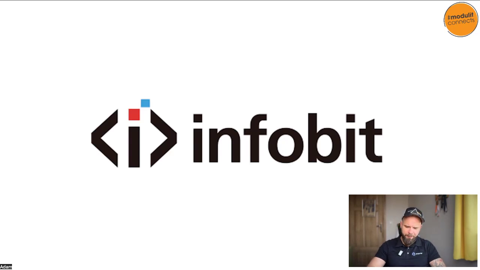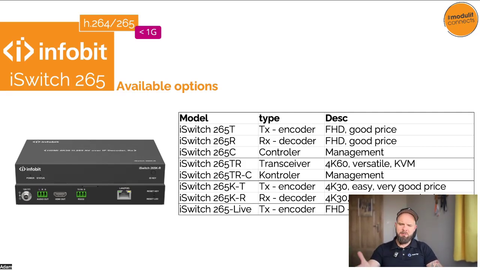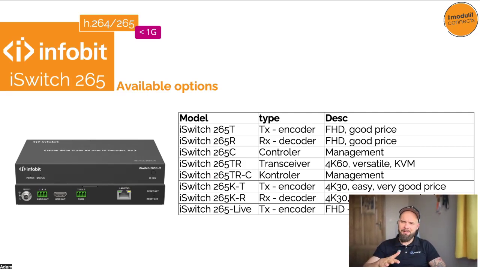Okay, let's move to Infobit products. Infobit is the brand we consider the most budget-friendly in our offer in terms of AV over IP. So every product you see here is actually the equivalent of some Just Add Power or Kramer solution, but with a lower price tag. Of course, it's doing certain things differently. It's limited in terms of the functions sometimes. But again, if you want to have AV over IP in your project, but the budget is very strict, this may be a solution for you.